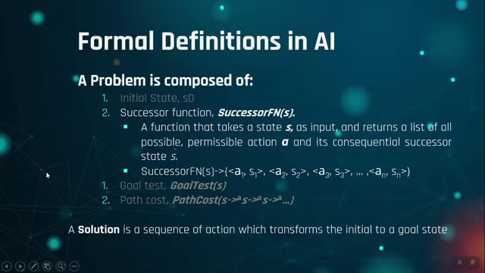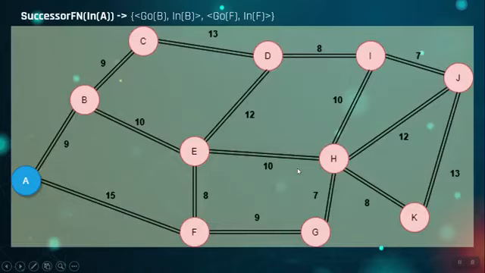So next we define the successor function. This function takes as input a state, and it returns as output the list of all possible permissible actions and its corresponding change in the state, such that given S, it returns a, sub 1, s sub 1 pairs. So it's always a pair: the action and then the ending state.